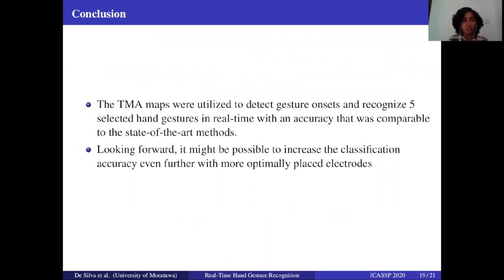As the conclusion of our study, we would like to say that the TMA maps were utilized to detect gesture onsets and recognize 5 selected hand gestures in real time with an accuracy that was comparable to the state-of-the-art methods. Looking forward, it might be possible to increase the classification accuracy even further with more optimally placed electrodes.